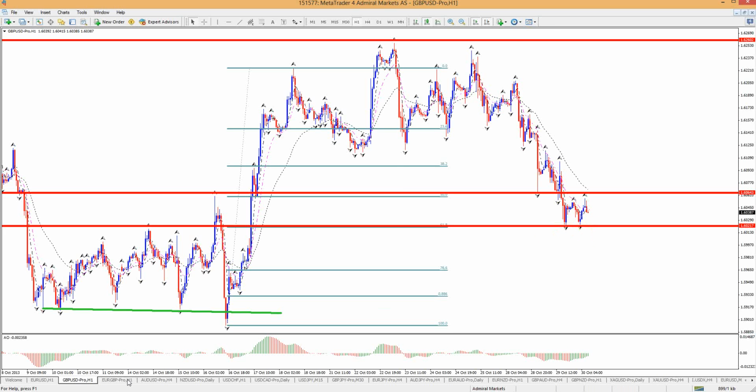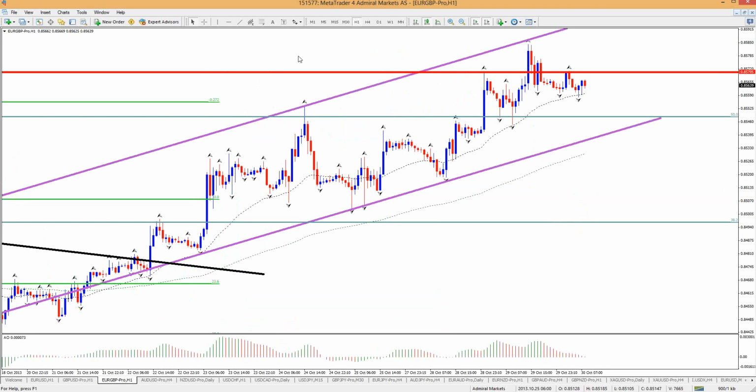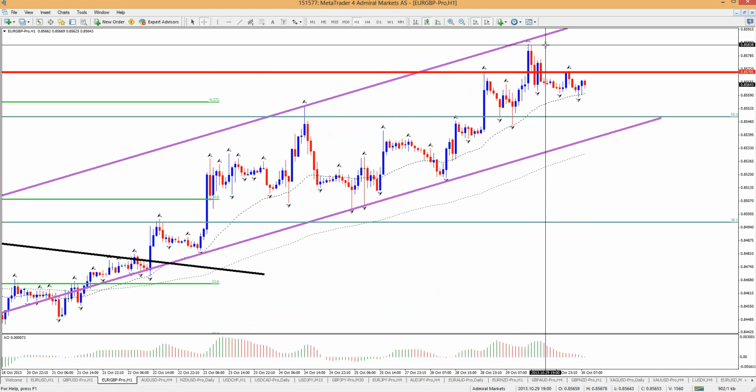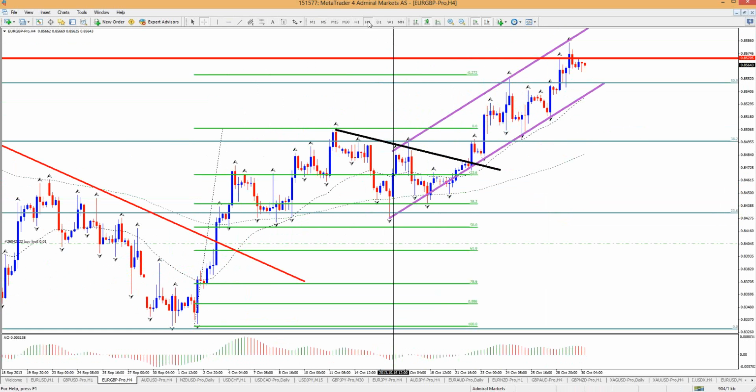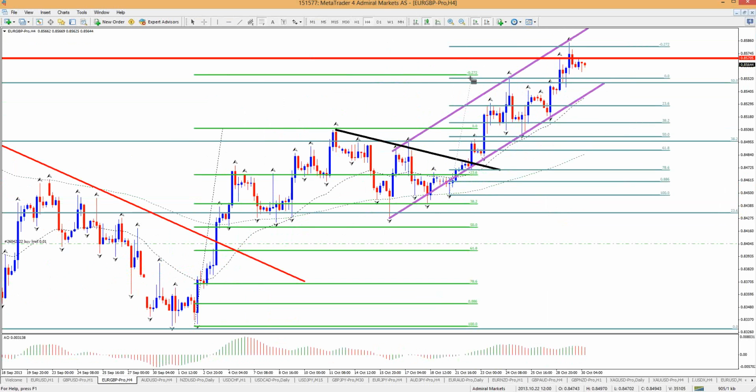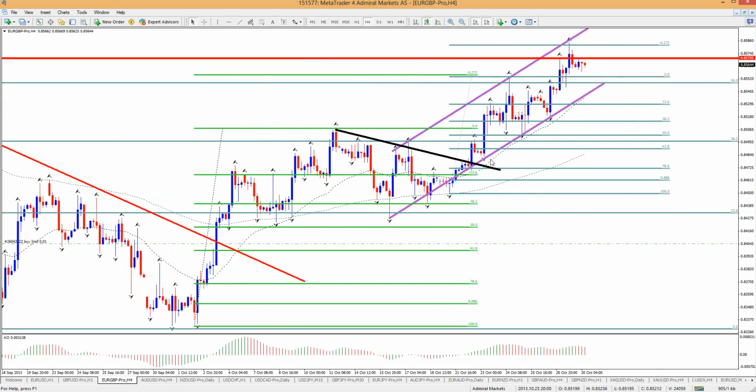Let's see, Euro pound. Here too we talked about the limited space up to 86, but it didn't even get to 86. It went to 85, 84, which in a way makes sense a bit because that is a minus 272 target of this move up.